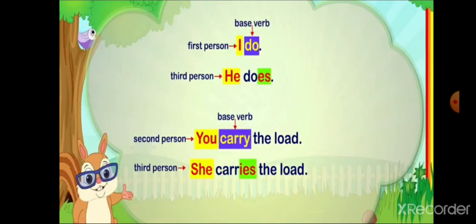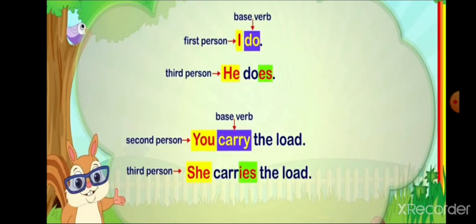Now let us understand with the help of an example. I do. I means first person. We are talking about the first person. And what is the verb? Do. And if we write this sentence by using the third person, then it becomes he does. When we use third person he, then we use es with the base form of verb do. So it becomes he does.